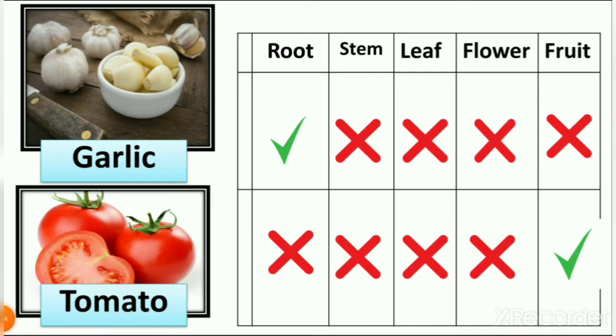So here are two vegetables, garlic and tomato. Garlic is the root we eat and tomato is the fruit we eat, right? So tomato is the fruit of the plant. Why? Because tomato contains seed inside it, and many people and scientists consider tomato a fruit, but we use it in our food as a vegetable.